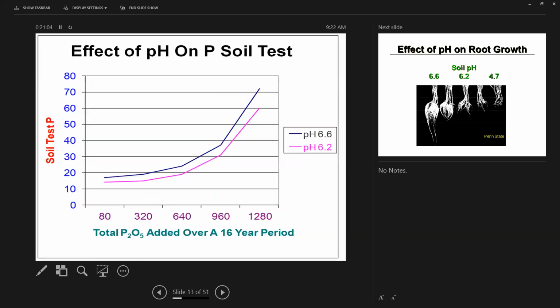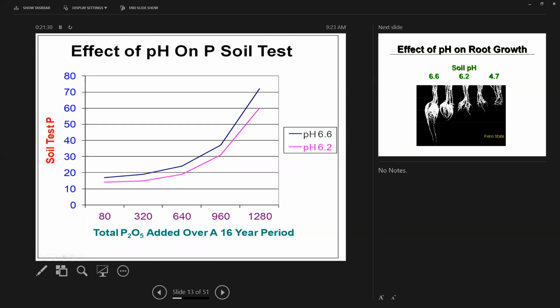So I said it influences nutrient availability. Here's another one for phosphorus. This is some work that I believe Murdoch worked with someone on, but again, another slide that I got from him that was really pretty neat. Every year they added 80 pounds of P2O5 for 16 years. So after 4 years, 320, 640, 960, 1280.